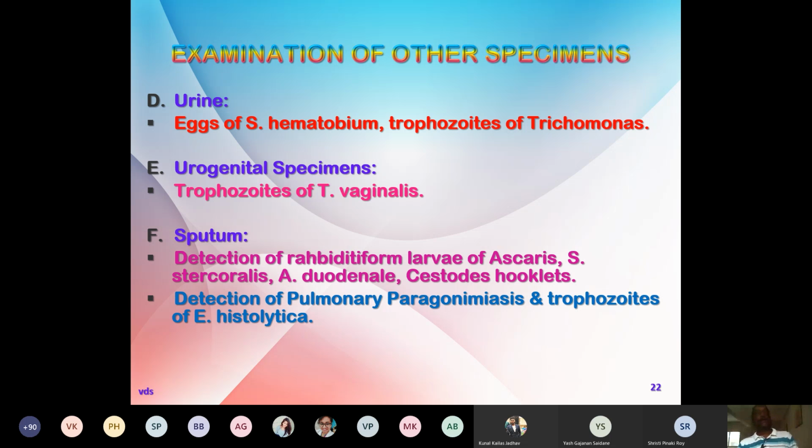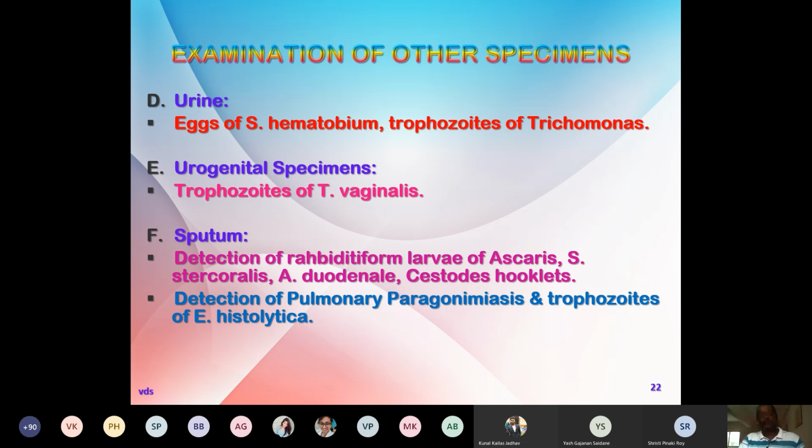Urine, particularly with respect to helminthic infection in trematodes, Schistosoma haematobium. The site of localization is the venous plexus of the urinary bladder, and the eggs of Schistosoma haematobium may be seen in the urine of the infected patient. Trophozoites of Trichomonas, which cause vaginitis, may be seen in urogenital specimens.